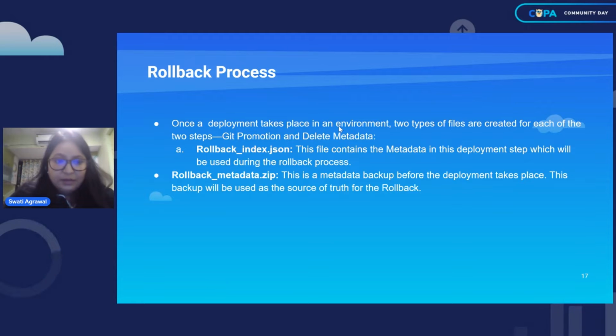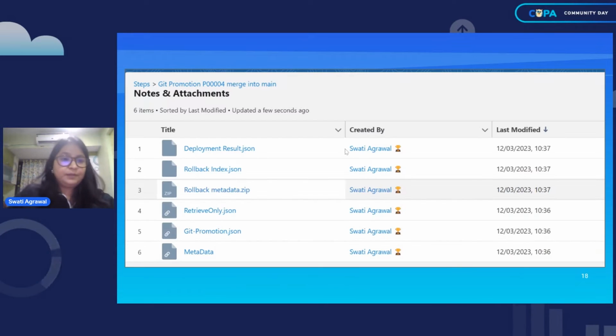Now, let's discuss the rollback process. Once a deployment takes place in an environment, two types of files are created. One is rollbacks index.json. This file contains the metadata in the deployment step, which will be used during the rollback process. The other is rollback metadata.zip. This is a metadata backup before deployment takes place, so this is the file which will be used as the source of truth for performing the rollback. Here you can see these two files, rollback index and rollback metadata.